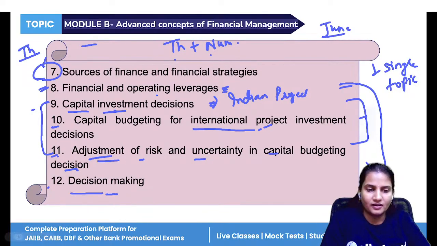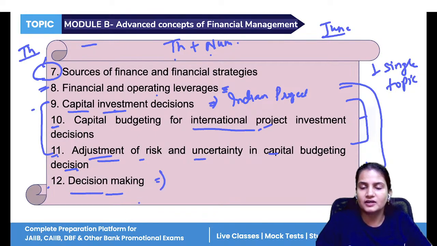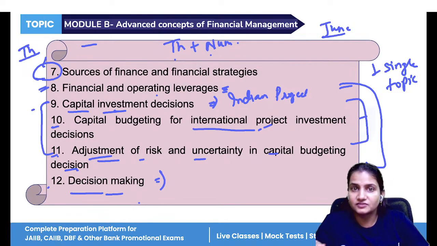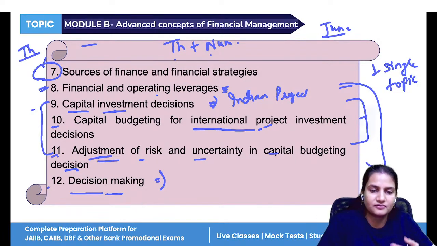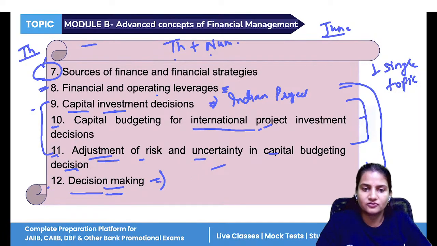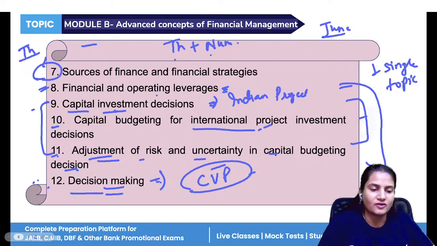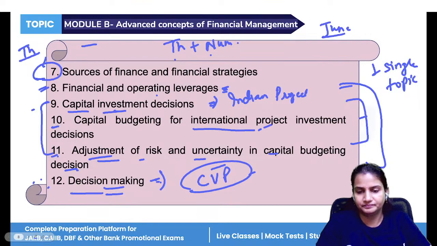Then next, unit number 12, decision making. After analyzing the risk and uncertainties, after setting the criteria, now it's time to decide which project is good for you and which project is bad for you. You are going to make decisions using cost, volume, profit analysis. So these are the things you have to study in unit number 12.